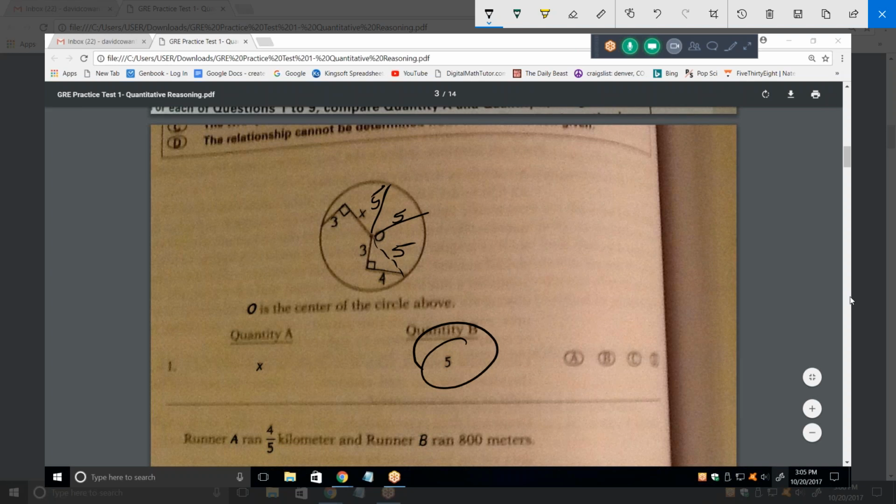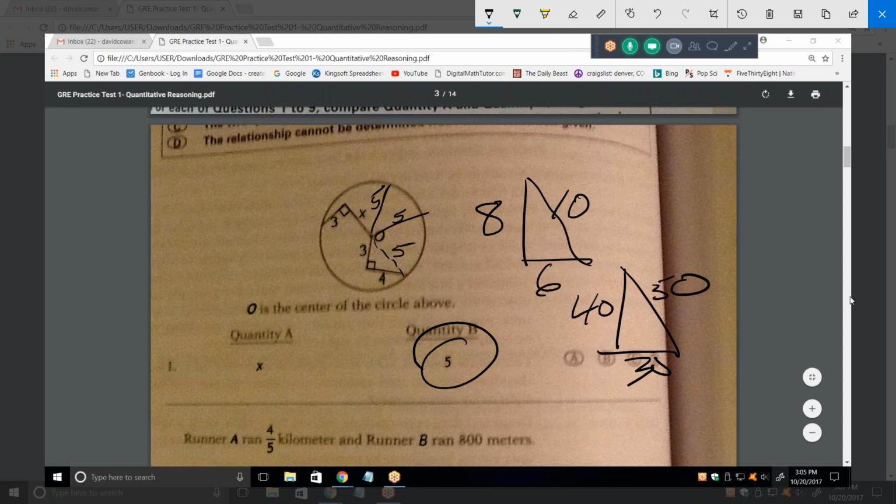Now, this 3, 4, 5 triangle is an extremely common triangle. You want to be able to recognize that in all shapes and forms. It won't always be 3, 4, 5. Sometimes it'll be 6, 8, 10. In other words, it'll be a multiple of 3, 4, 5. It'll be 30, 40, 50.